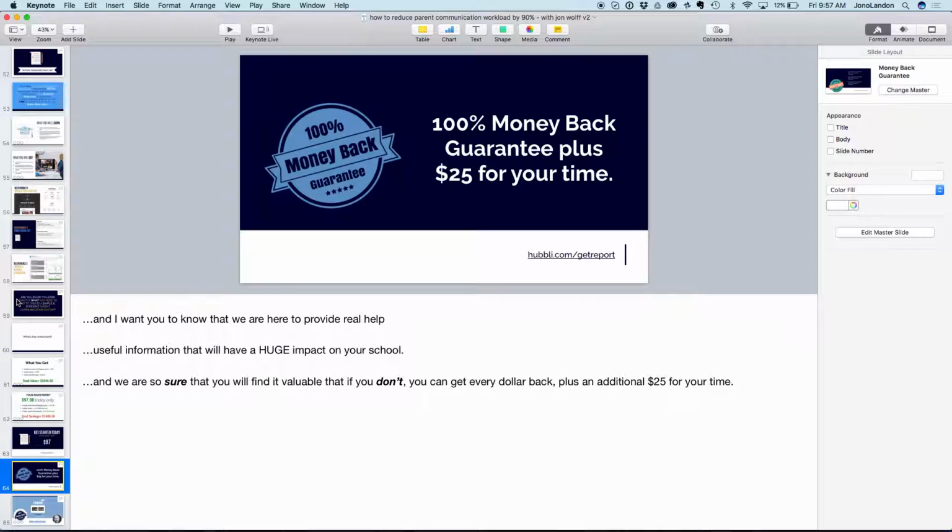And I also offer a 100% money back guarantee plus $25. So if they do the assessment and they're not happy with it, we'll give them every penny back and pay them $25 for their time. Wow. Has anyone called you out on that? No, never. It just gets the sales happening. It removes that one thing.